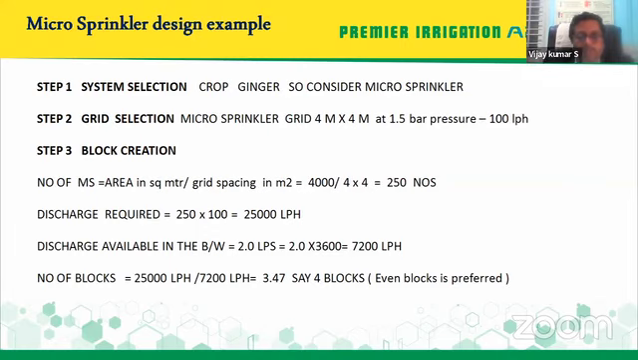I know I require 25,000. You divide it by the water that is available in the borewell. So 25,000 divided by 7,200, I'm going to get 3.47. Normally we don't make an uneven block. We'll round it up to 4 blocks. So this step is very important: how many blocks I have to create for this particular plot based on the availability of water.